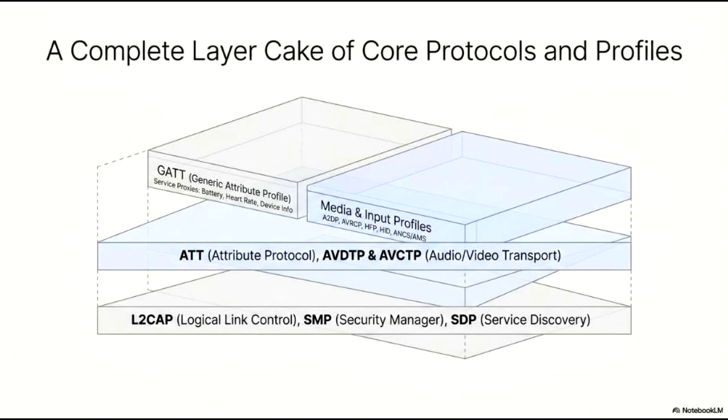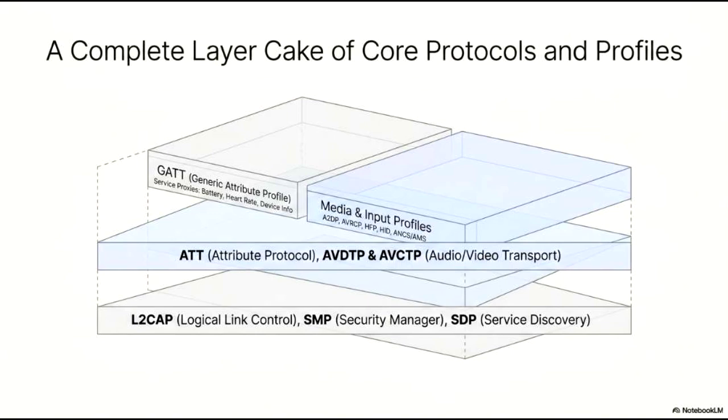This visualization presents what we call the layer cake of Bluetooth core protocols and profiles, illustrating how the technology is structured from its foundational layers to high-level application functionality. At the base, we have the core architectural components, L2CAP for logical link control, SMP for security management, and SDP, which facilitates service discovery between devices. Building upon this foundation, the middle layer consists of the Attribute Protocol, or ATT, alongside AVDTP and AVCTP, which provide the essential framework for audio and video transport.